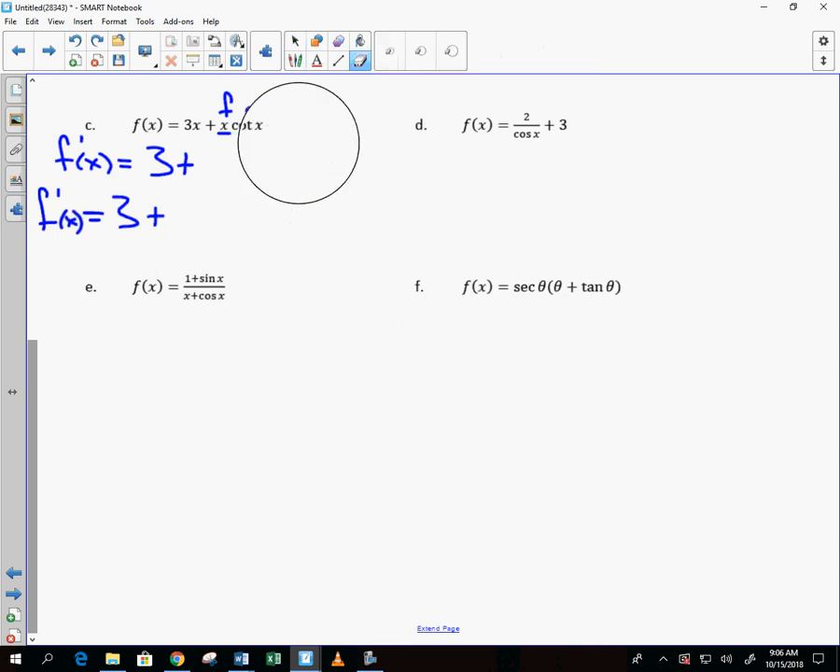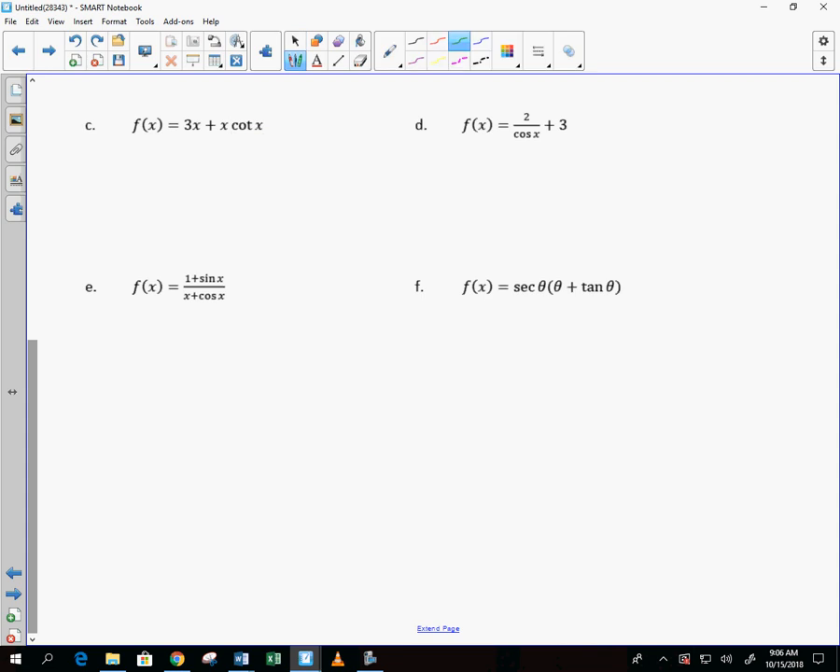What rule do you think I have to use for letter D? Many students use the quotient rule for letter D. I'm going to tell you that you don't need to use the quotient rule. Just ask Chris what to do instead. Chris, what should I do instead?